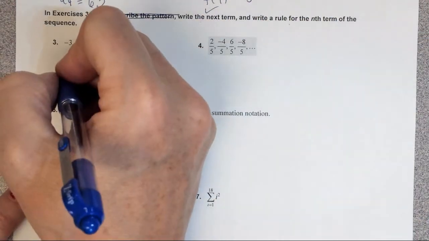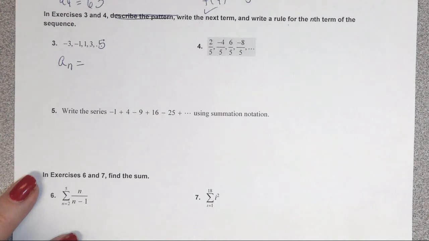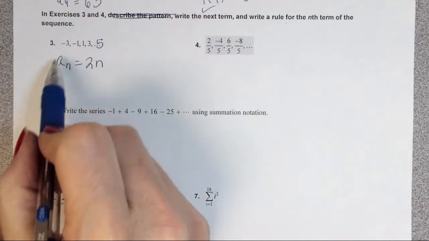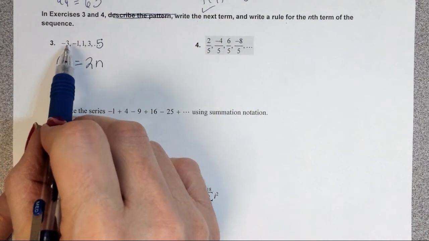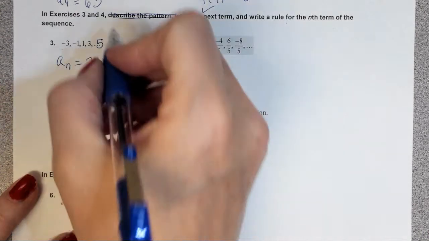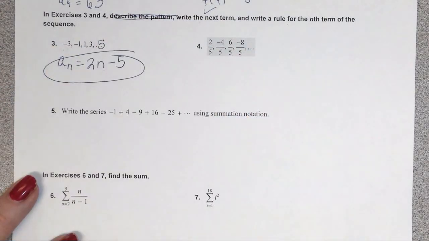We need to write a rule. So a sub n equals. Anybody remember what we said we do if we're adding 2? It has to be what? 2n. Now how can I get negative 3 from my first term? 2 times 1 minus 5. Good. And there's going to be our rule for the nth term.